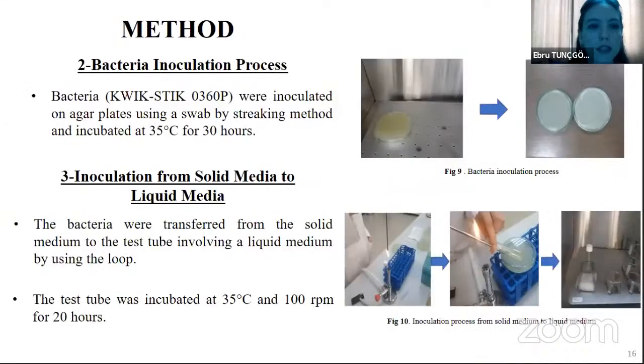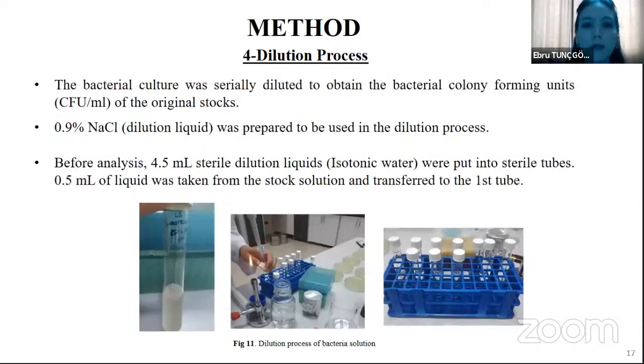In the inoculation process, bacteria were inoculated on agar plates using a swab by the streaking method and incubated. The bacteria were transferred from the solid medium to a test tube containing the liquid medium by using a loop, and the test tube was incubated. The bacterial culture was serially diluted to obtain bacterial colony-forming units of the original stock.